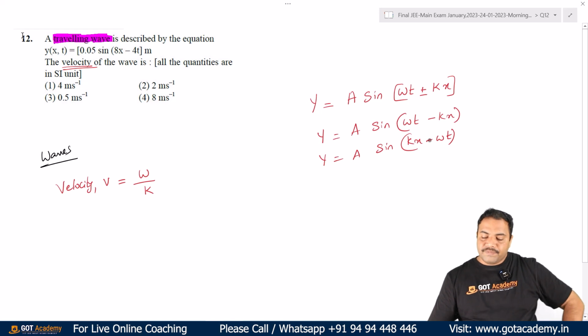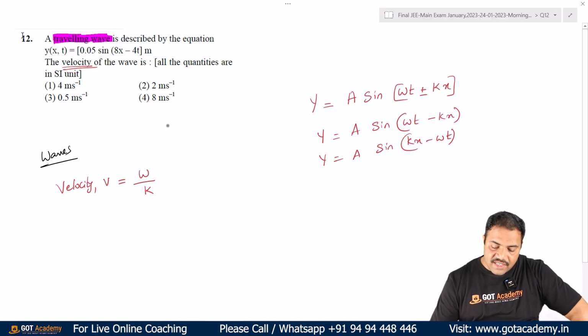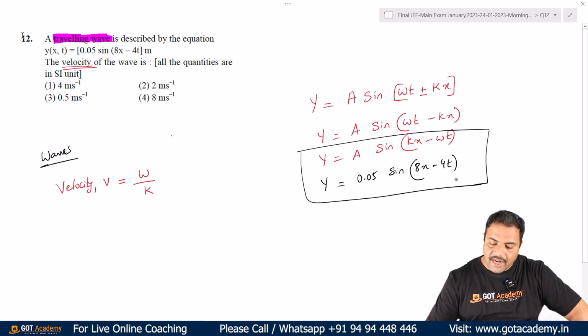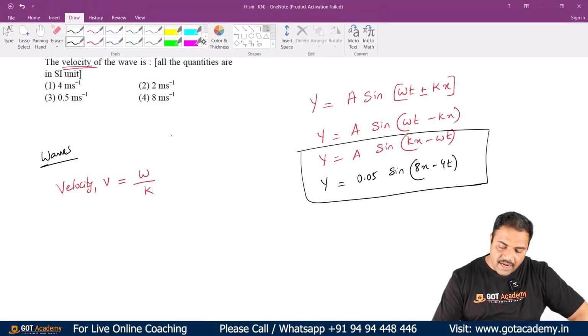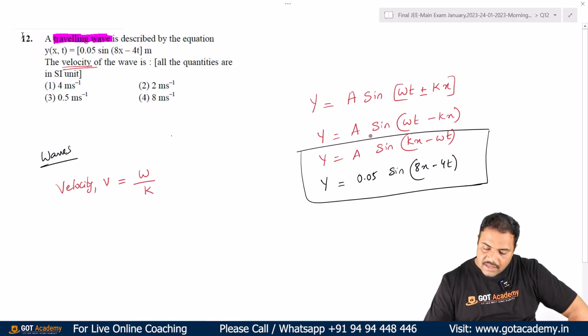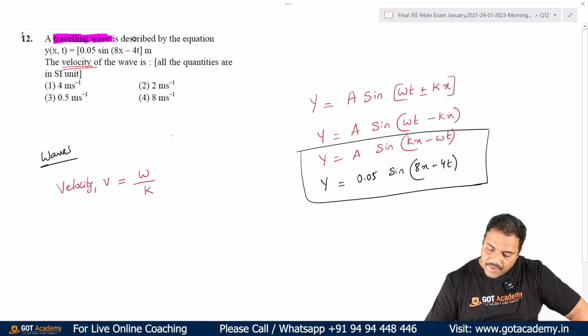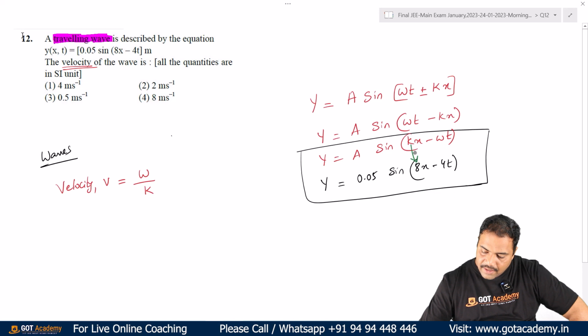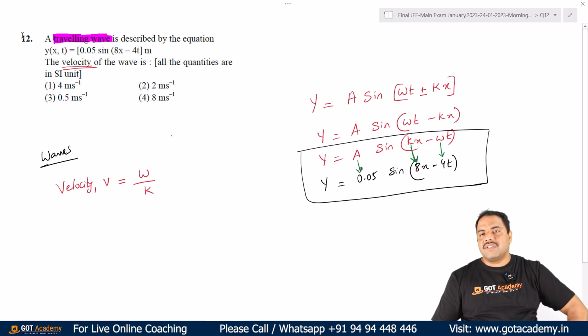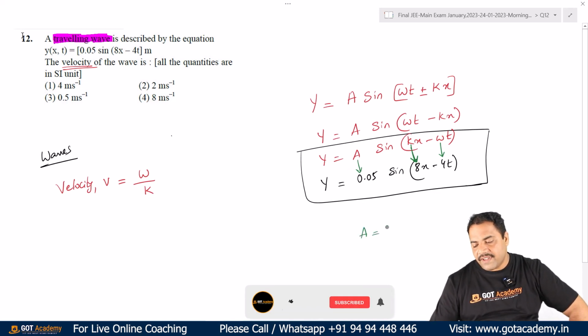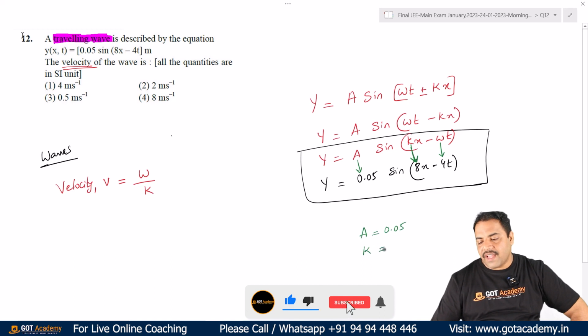Now, let me read the question itself once again. It was given that y is equal to 0.05 sine of 8x minus 4t. So, just compare both equations, my dear children, and you will get an idea. In place of k, 8 is there, in place of omega, 4 is there, in place of a, 0.05 is there. So, let me write: in place of a it is 0.05, in place of k it is 8, in place of omega it is 4.